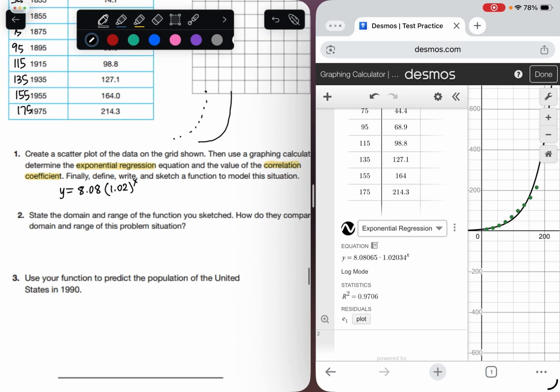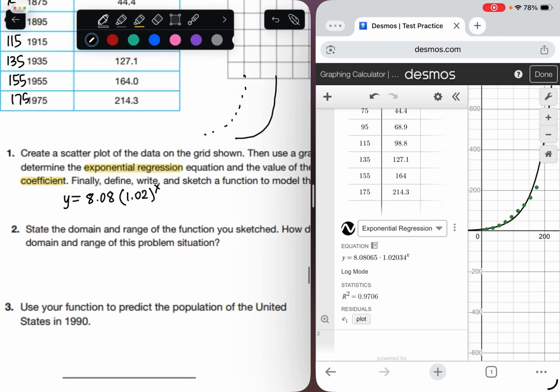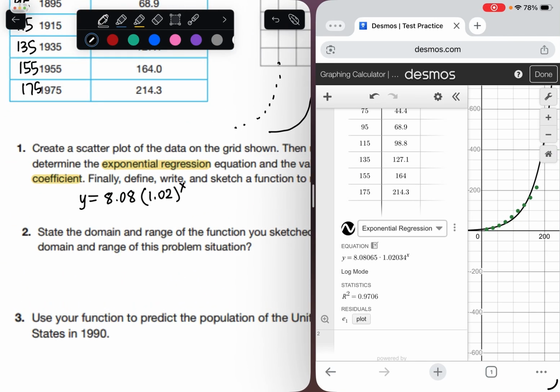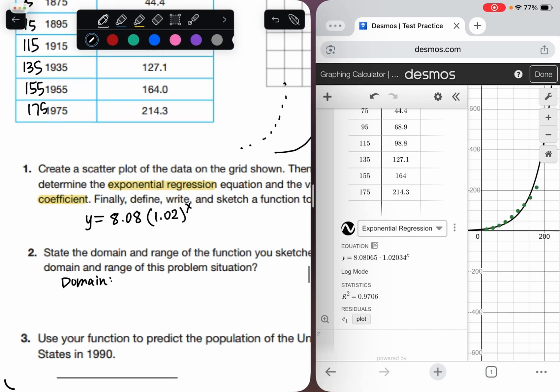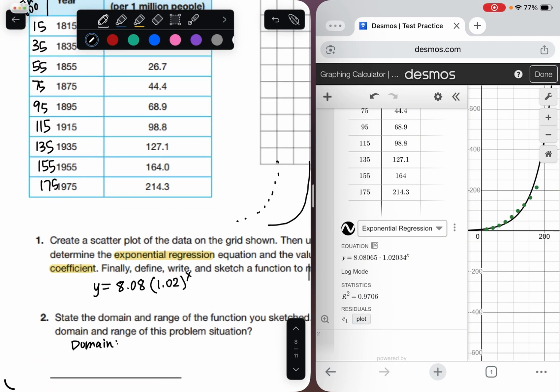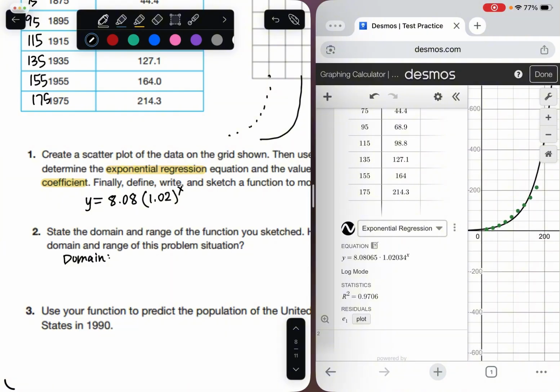Okay, so it says state the domain and range of the function you sketched. Because it's exponential, the domain is technically all real numbers, but for real world situations, we don't look at anything less than what would make sense. And so if we're talking about time, our domain would go from 0 to infinity. And then for our range, because this exponential function has a horizontal asymptote at 0, it would go from 0 to infinity and never actually reach 0.